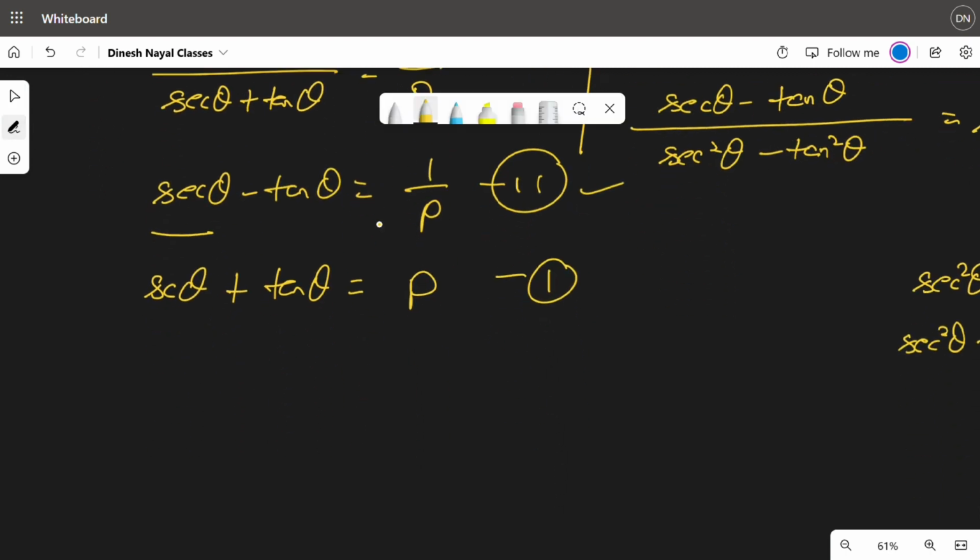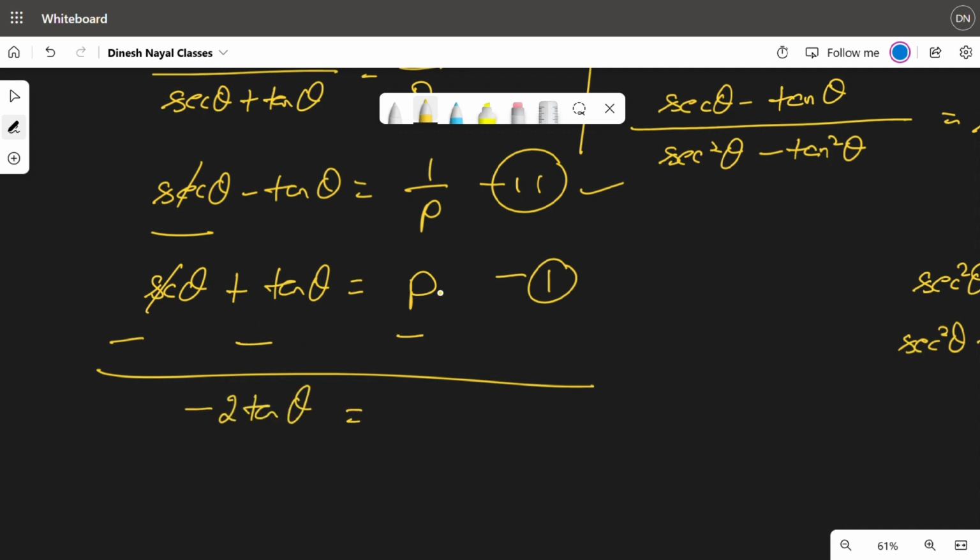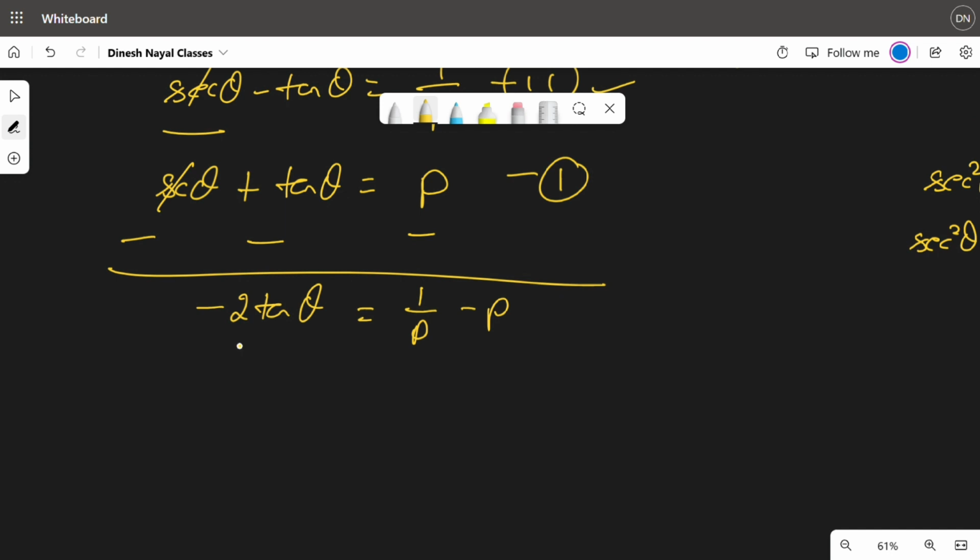Now if you subtract the equations, the sec theta terms will cancel. So you will have minus 2 tan theta on one side, and 1 by P minus P on the other. So you can write 2 tan theta equals P minus 1 by P, because I have taken the minus sign common.